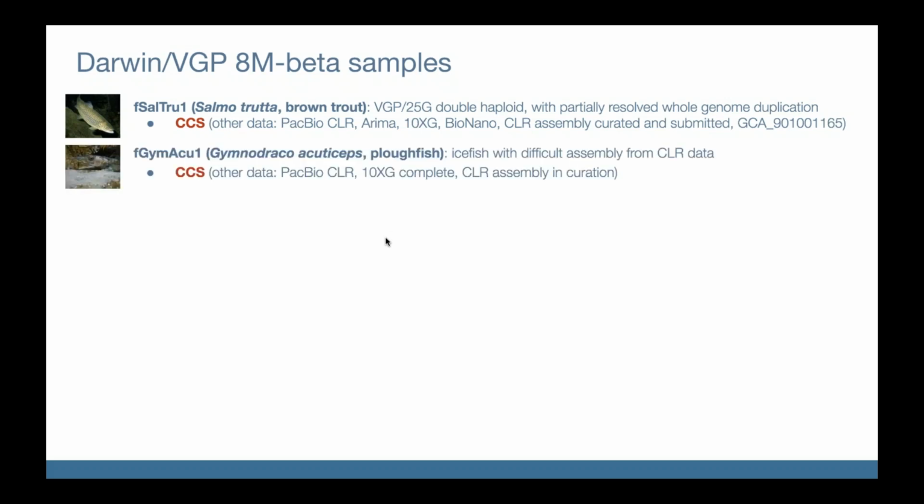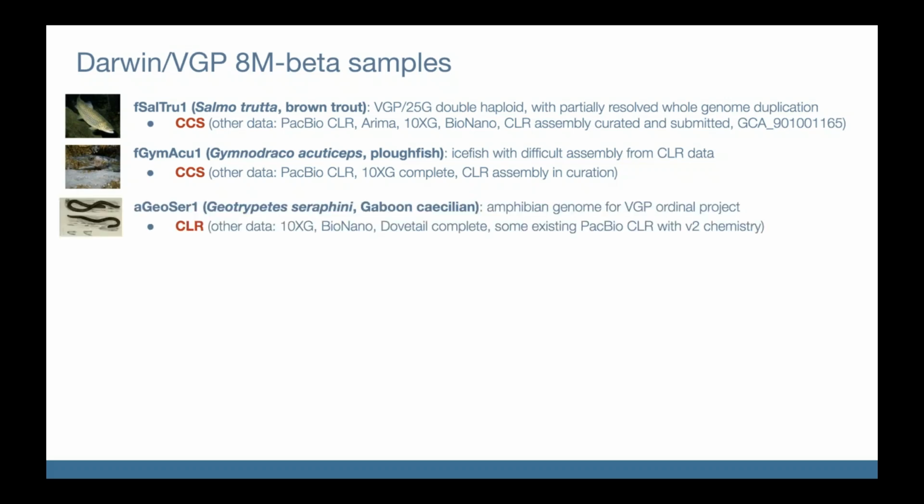Next, the ploughfish. This is one where we had previously had a CLR assembly, which proved quite difficult. Some fish assemblies coming across in the Vertebrate Genomes Project are proving more difficult than a lot of the other species types like birds, etc. So we were curious how CCS was going to perform there. For the Sicilian, which is a large amphibian genome, we were curious how few SMRT Cells we would be able to use to get a good assembly.